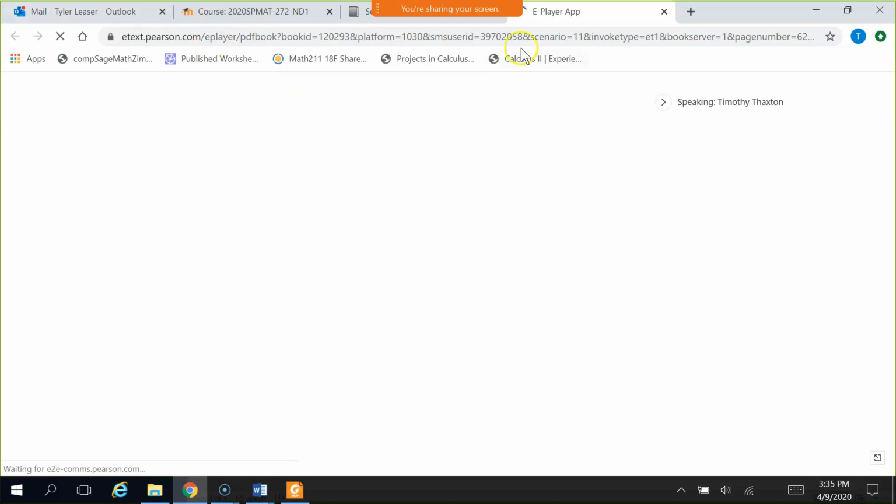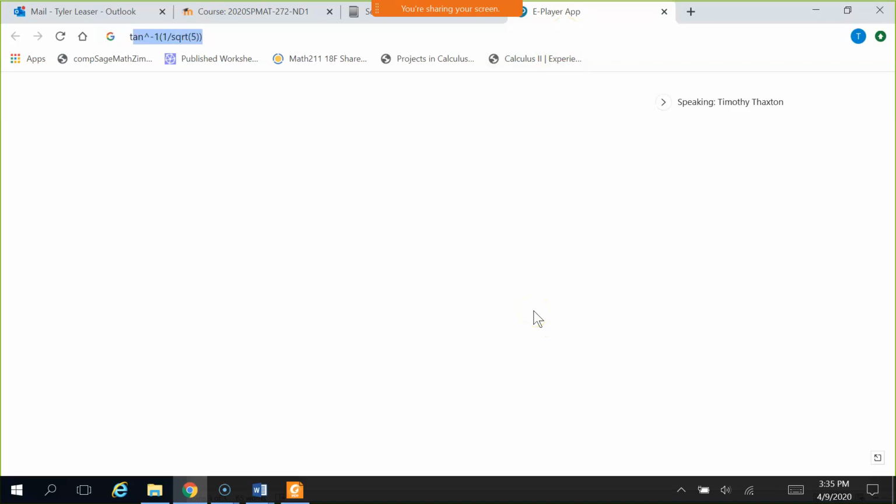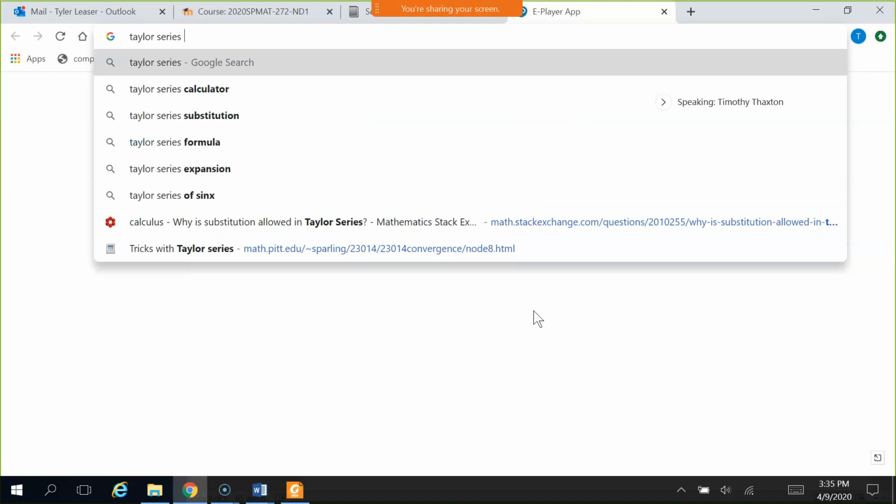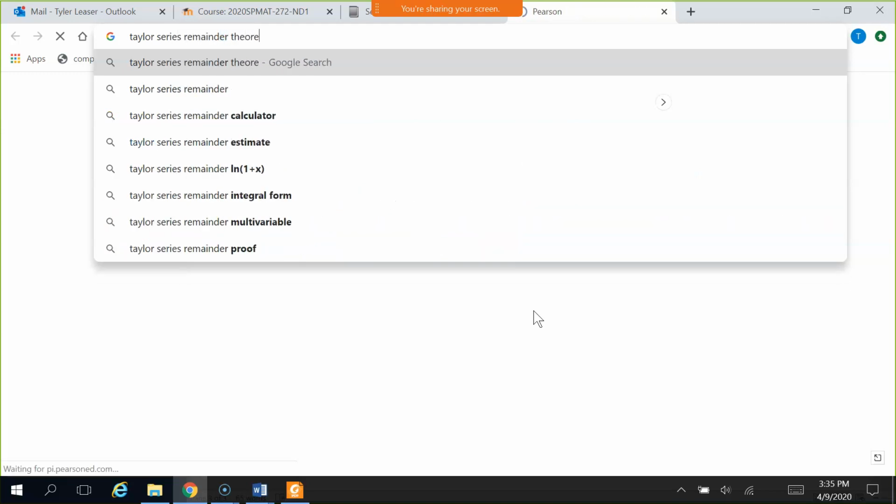I don't know if I'm going to get the book to pop up here. Usually when I'm on the WebEx thing, my internet slows down so much that I can't get websites to work properly. Maybe Googling it. Taylor series remainder theorem.